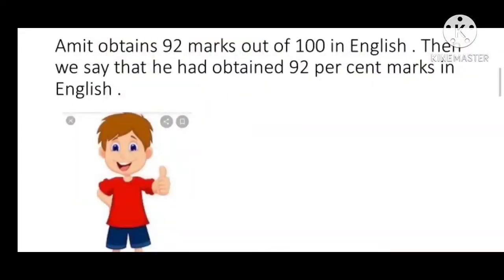Here is Amit, and Amit obtained 2 marks out of 100 in English.